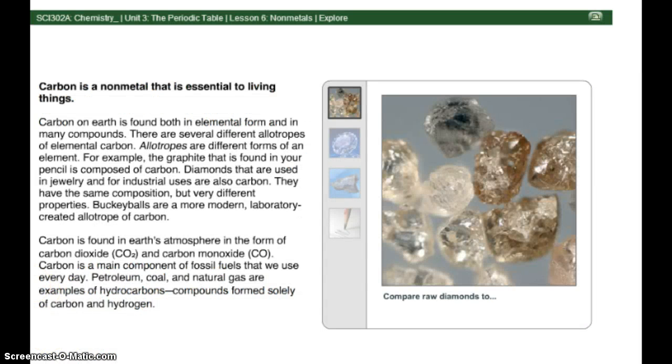Carbon is found in Earth's atmosphere in the form of carbon dioxide, CO2, and carbon monoxide, CO. Carbon is a main component of fossil fuels that we use every day. Petroleum, coal, and natural gas are examples of hydrocarbons, compounds formed solely or only out of carbon and hydrogen.